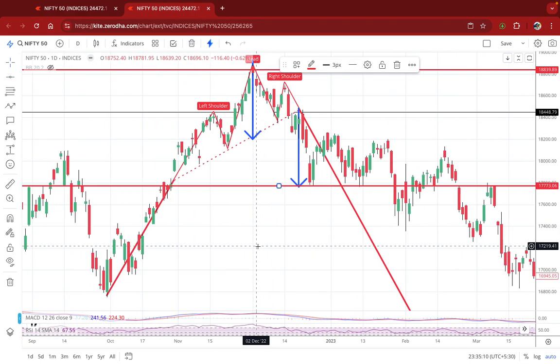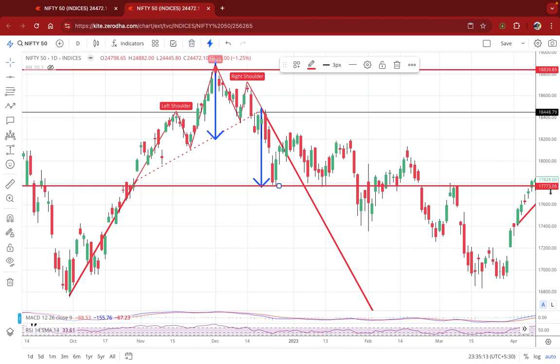Now, the level was 17,773, and the low which is there is somewhere around that only. So in December 22, this low was reached after the Nifty started falling on 1st December. By 26th December, in a month or so, Nifty had achieved the target which was indicated by head and shoulder.